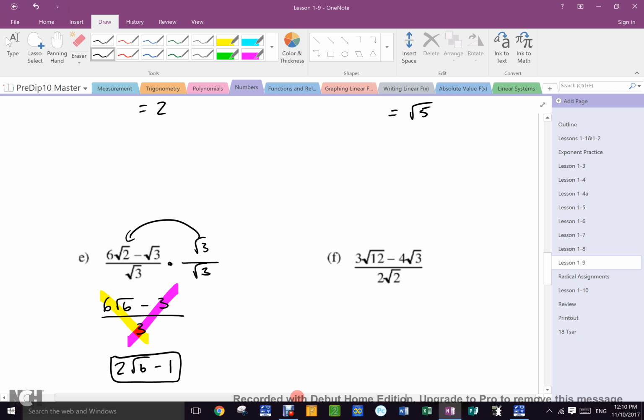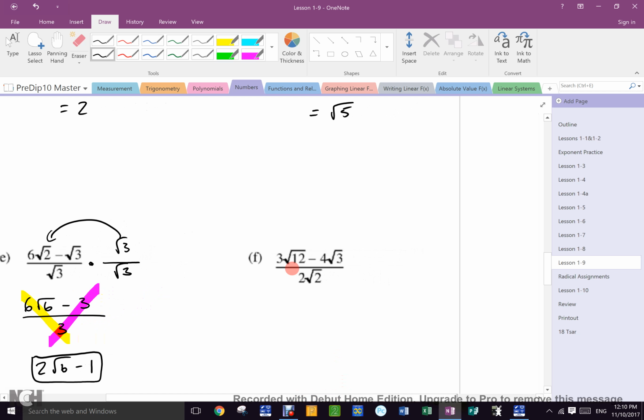Okay. What's different in F? There's a coefficient, but it's still a monomial. Do I need to worry about it? No, so what can I multiply by? Root 2 over root 2. The 2 distributes. Now this is one of those situations. Would I simplify there now?